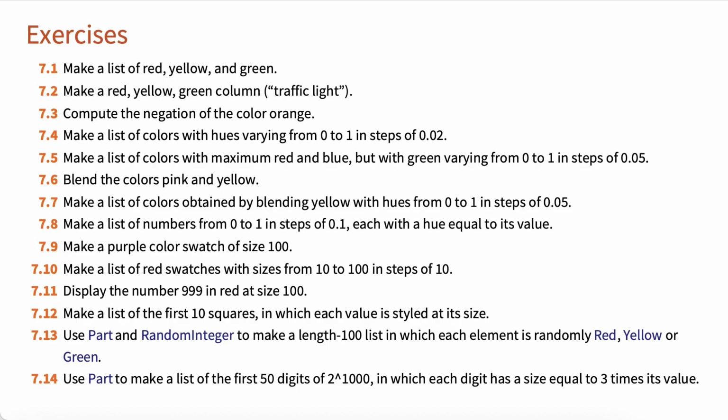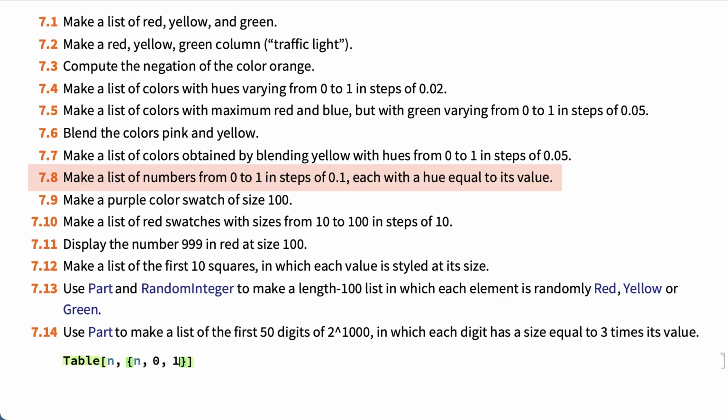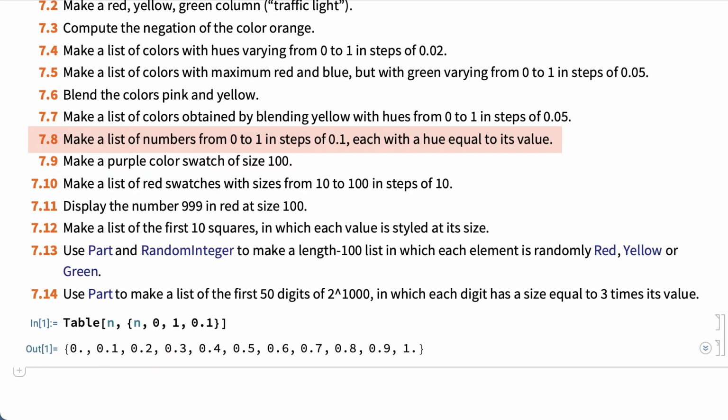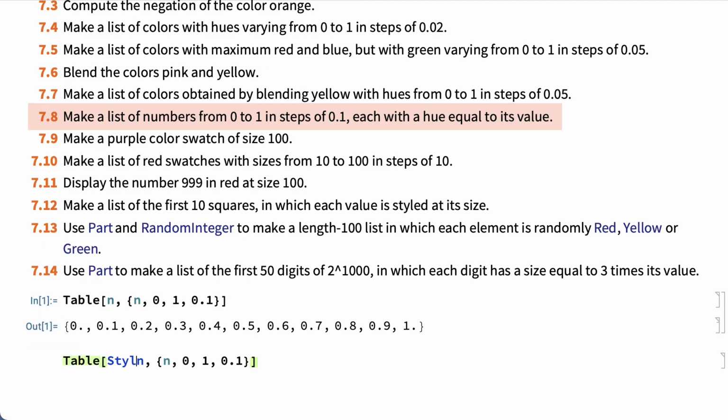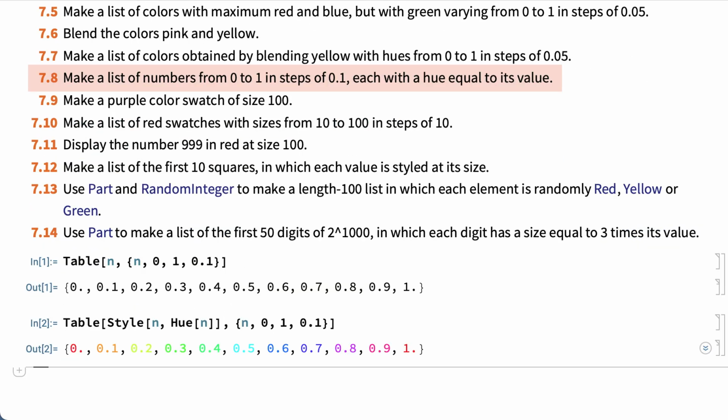Here are the exercises from the end of this section. As an example, consider exercise 7.8. Make a list of numbers from 0 to 1 and steps of 0.1, each with a hue equal to its value. This can be done by starting with a table of numbers from 0 to 1 and steps of 0.1, using n as the variable in table. Then use the style function to style each of those numbers with hue of n.